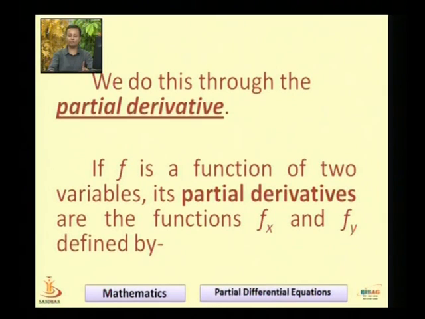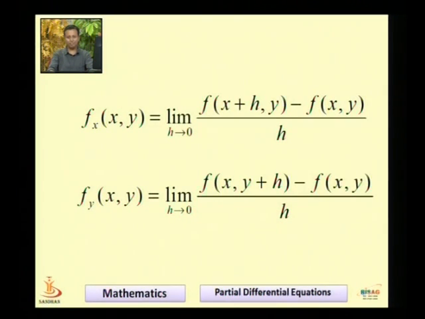So the partial derivative of f with respect to x is denoted by f with suffix x, and similarly the partial derivative of f with respect to y is denoted by f with suffix y, and they are defined by f_x(x, y). So the partial derivative of f with respect to one of the independent variables, x, is defined as a limit. In terms of limit, it is the limit as h tends to 0 of f(x + h, y) minus f(x, y), divided by h.